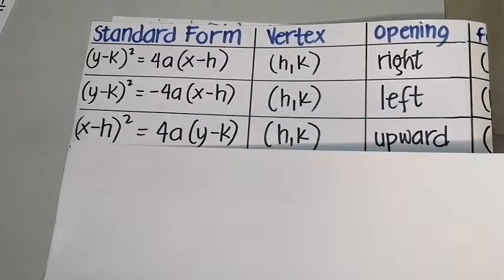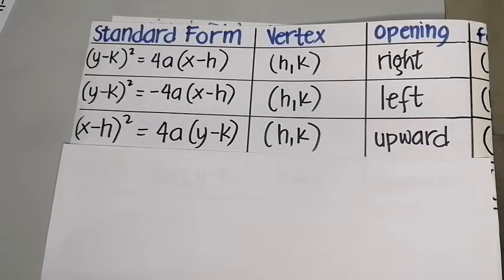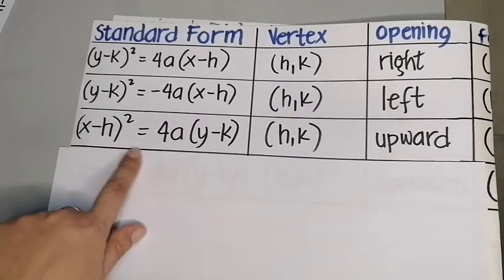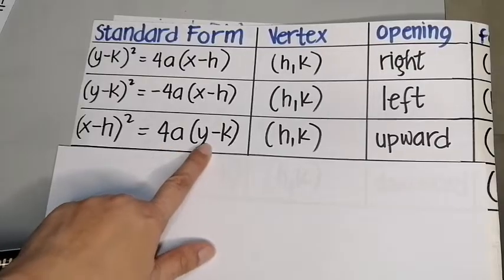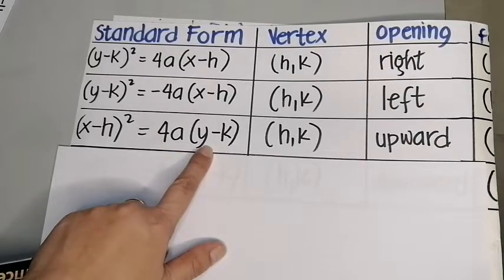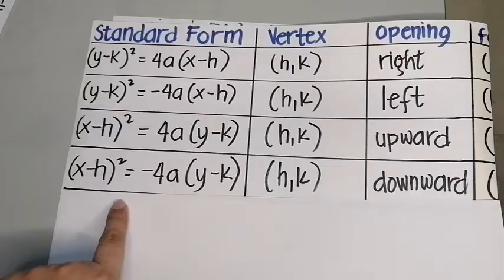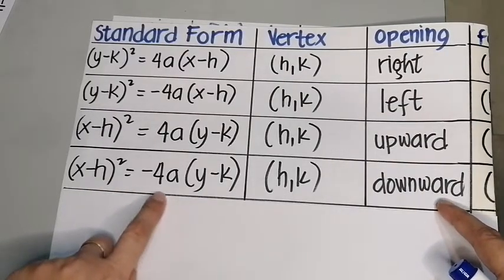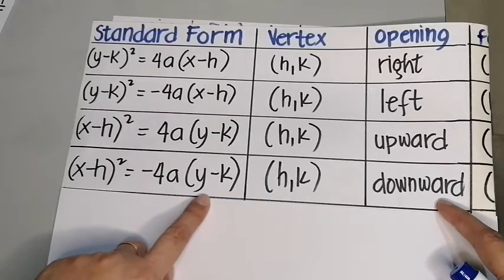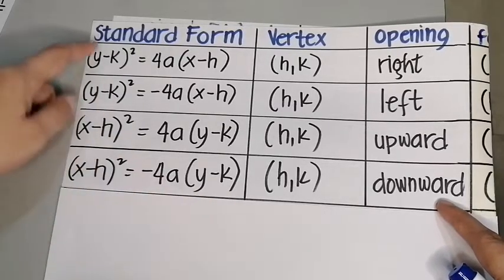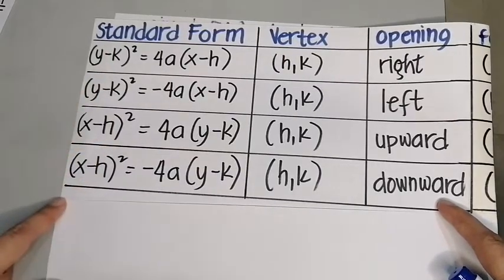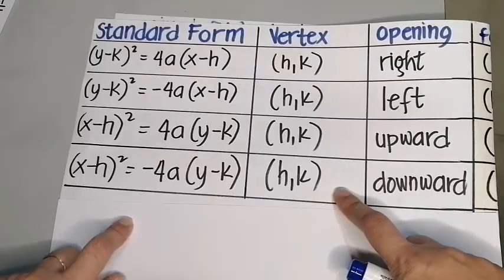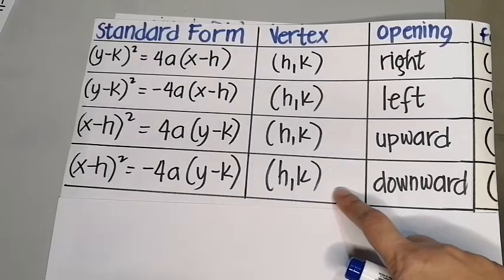Next, what about the equation of the parabola that opens upward? Its equation is (x minus h) quantity squared equals 4a times the quantity (y minus k). And the equation of the parabola that opens downward is (x minus h) quantity squared equals negative 4a times the quantity (y minus k). These are the standard forms of the equation of the parabola with vertex at (h, k). Now let's have some examples.